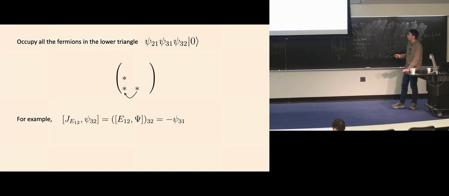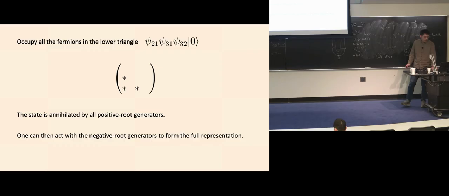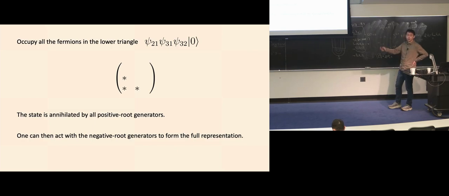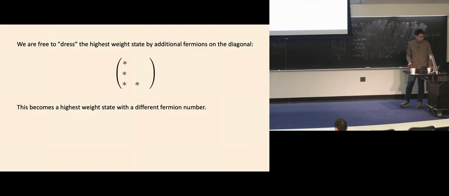And this statement holds for any fermion mode in the lower triangle and all the positive root generators that I discussed in the last slide. In other words, this state is then annihilated by all the positive root generators. So this is the highest weight state. One can then start with this and act with the negative root generators to form the full representation.